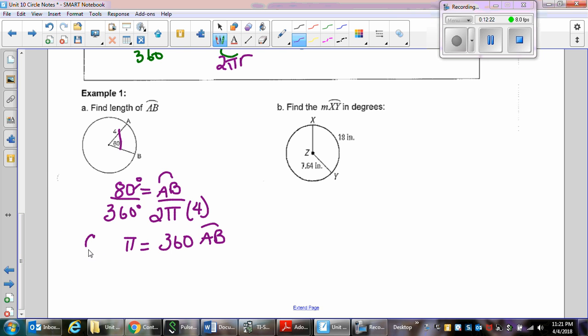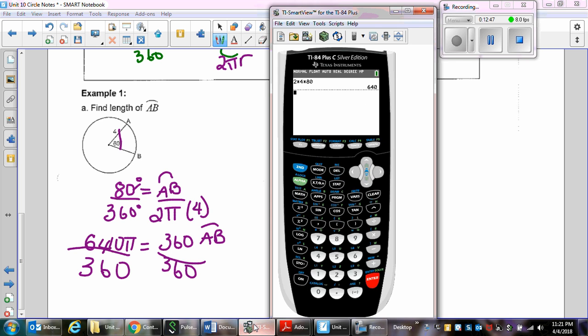640 pi. And then I know AB times 360 is just 360. So I still need to find what AB is. So I'm going to divide both sides by 360. I hate to touch the pi, so I'm just going to leave it. So I'm going to do 640 divided by 360.